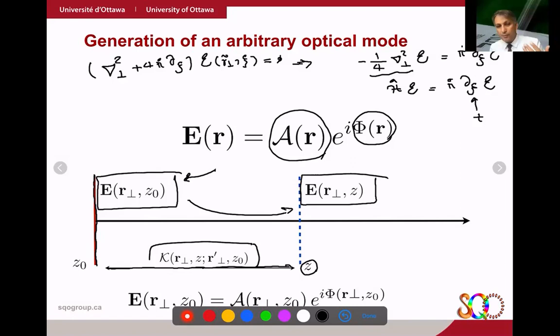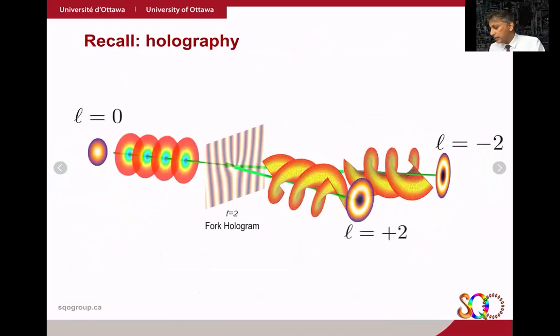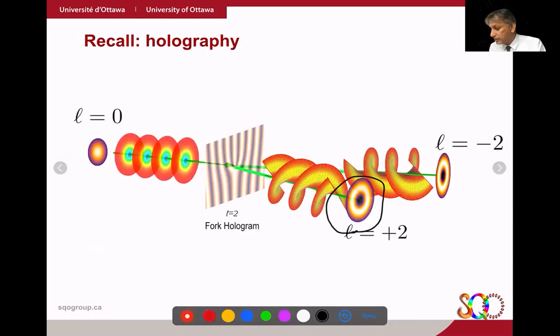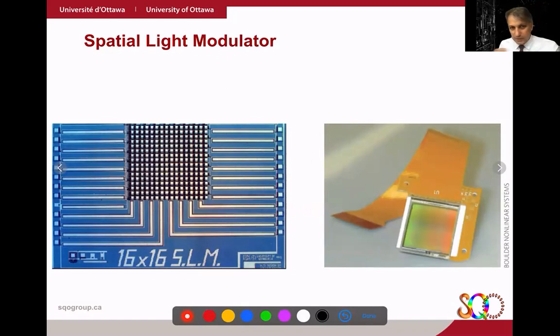So this is the approach that we use. In order to create any beam in the paraxial regime, we have to create it at a given plane. This is what we call creating it at the pupil function. For example, if you remember the holographic approach that we use, and we talked about the pitchfork hologram, we said that if you create the beam in a given plane, then you create the beam at any other plane as well. And the approach that people use is the spatial light modulator, because we want to create a beam at a given plane.